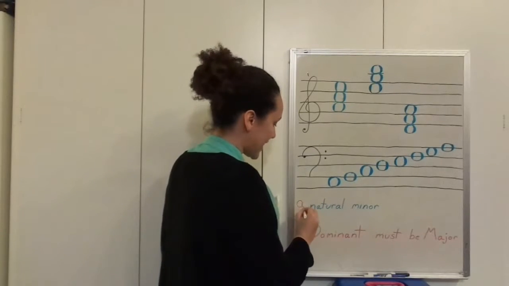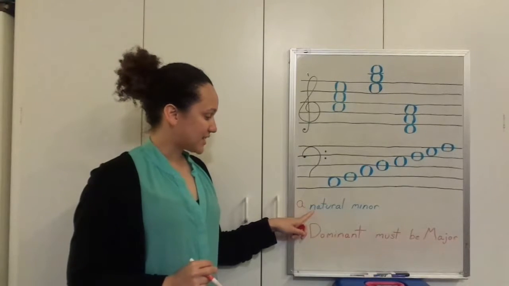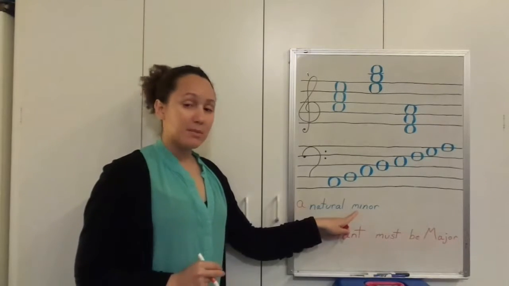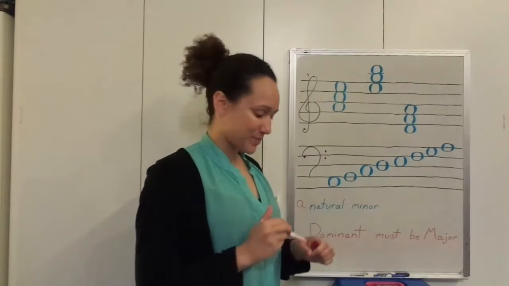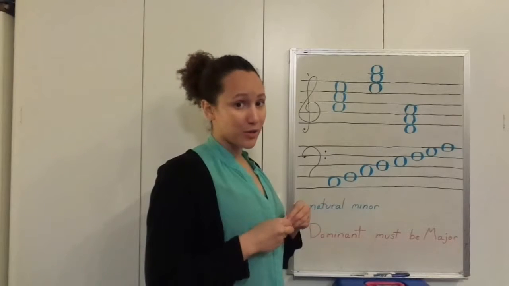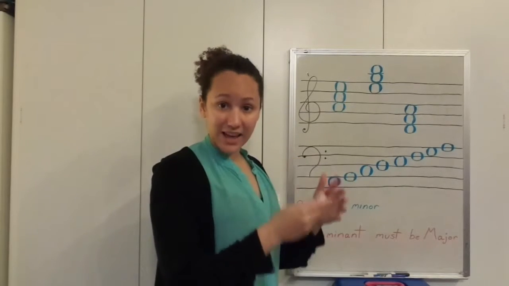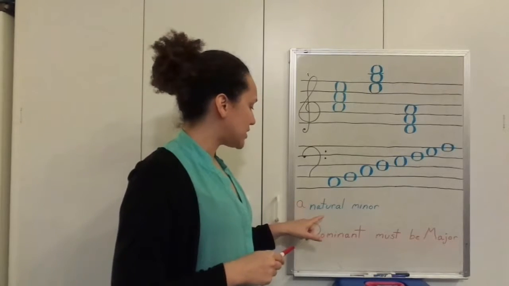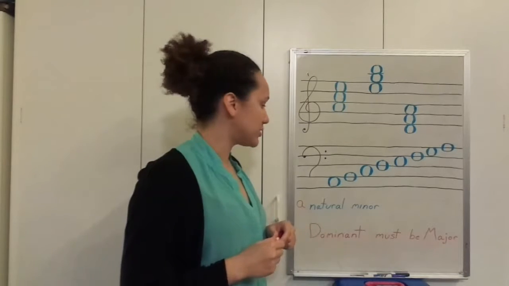I'm going to put a lowercase a and then lowercase natural minor, because for now we're going to leave it in its natural form. Remember, minor has a few other forms. We'll learn about those in later levels, but for now I want to deal with the natural minor, and then we'll talk a little bit about the alterations.